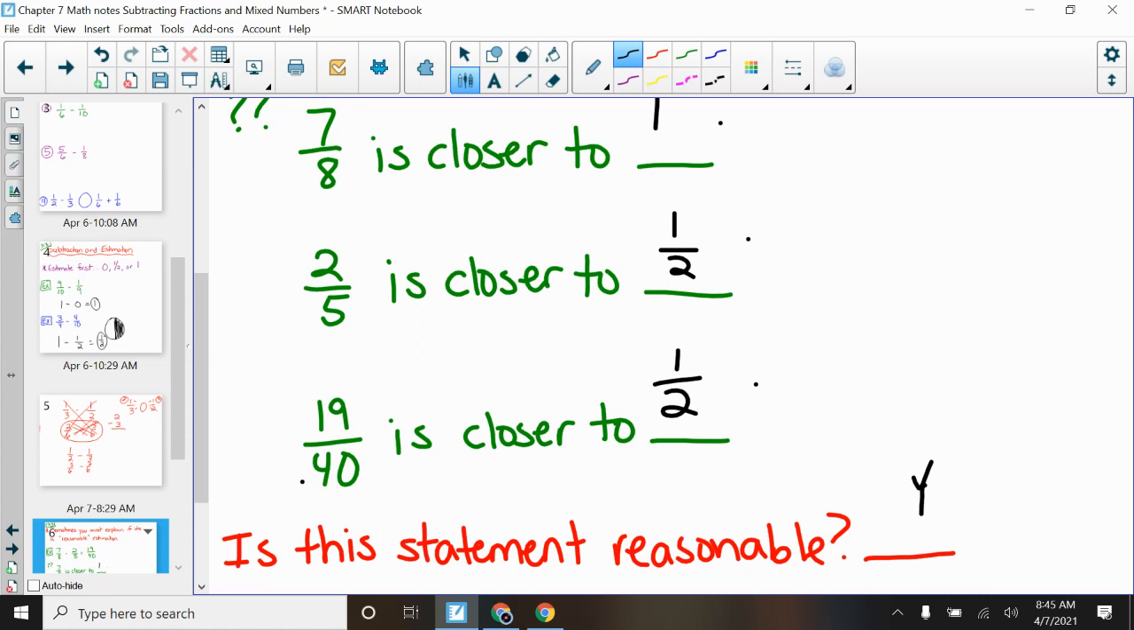All right, so now let's ask ourselves, does this make sense? No. Because if you have a fraction that you estimate to be a 0, 0 minus 0 is not going to equal a half, is it? No. So your answer is no.